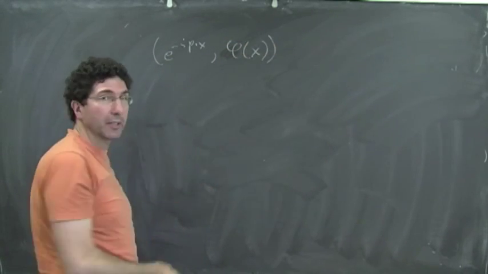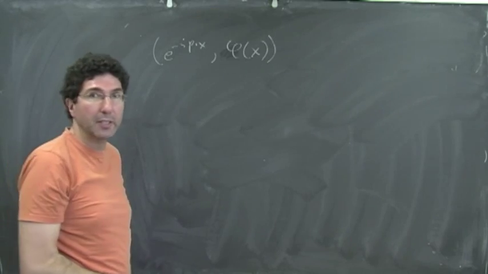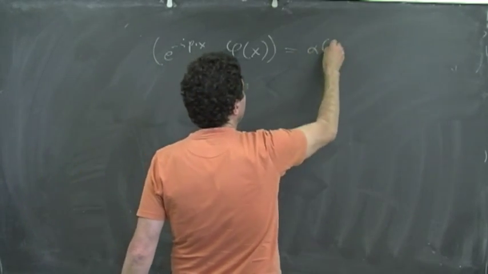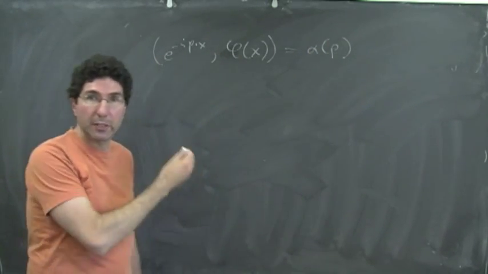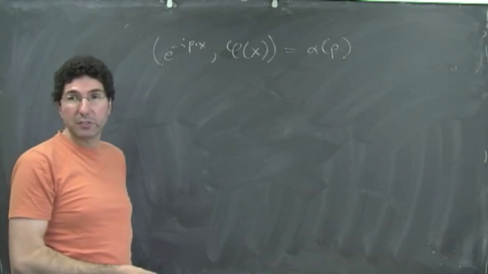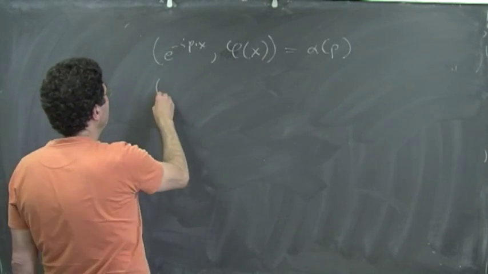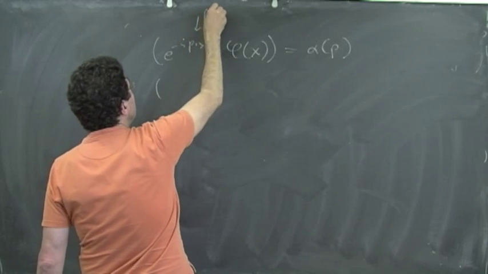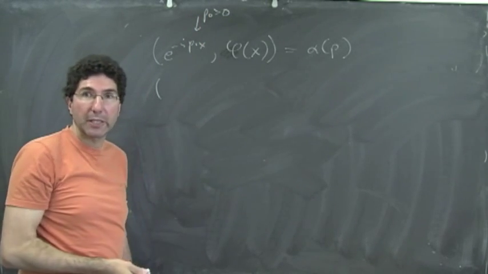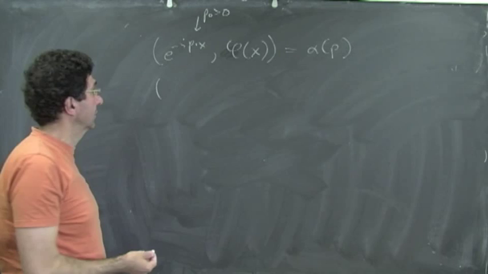We take the inner product of these two things right here. This thing is just going to be alpha of p. If we use the formulas that we just derived, and here I'm assuming p0 is bigger than 0, so I'm taking an on-shell positive frequency solution here.